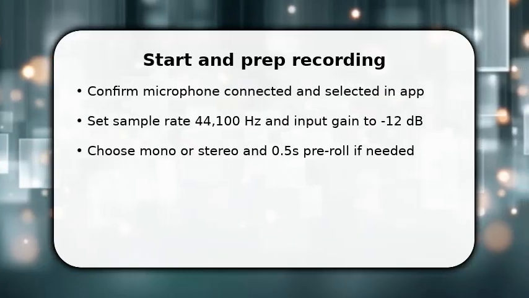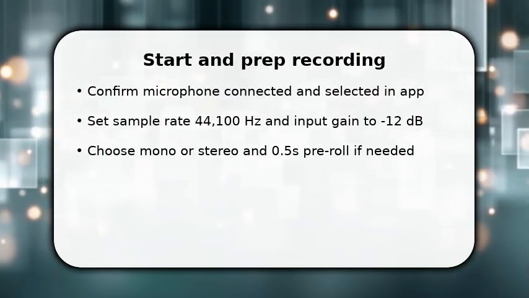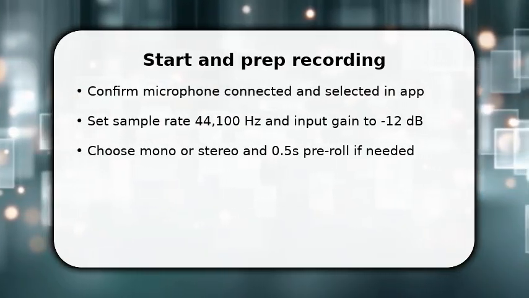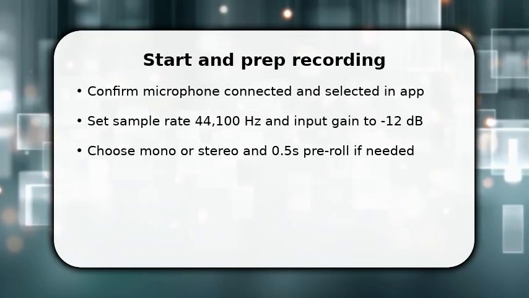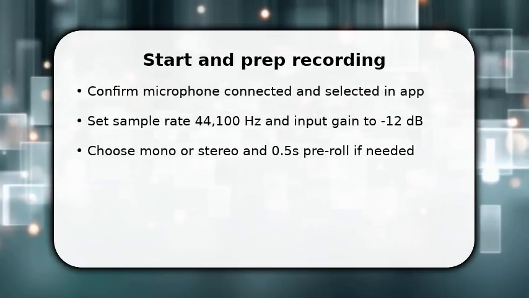You plug in the mic and open the audio tool. Make sure the app shows your device. First, select the correct input and set the sample rate to 44.1 kHz so files stay compatible.